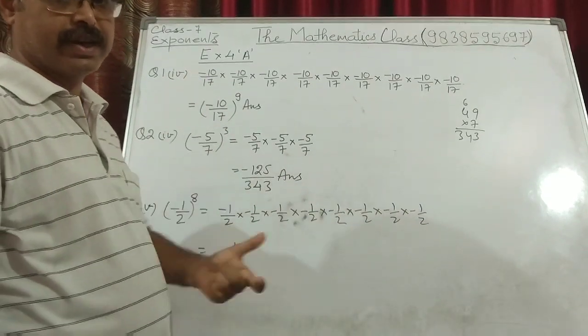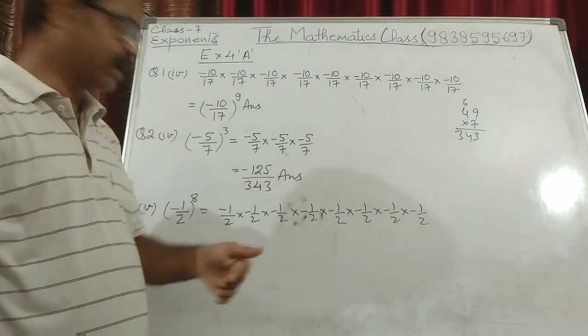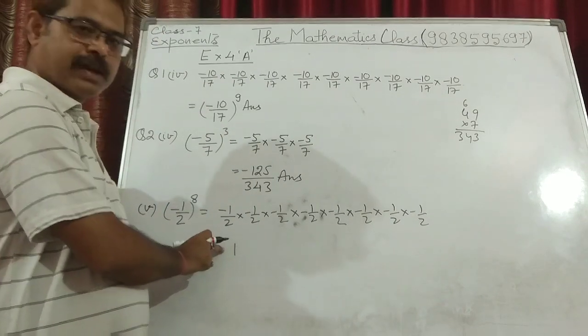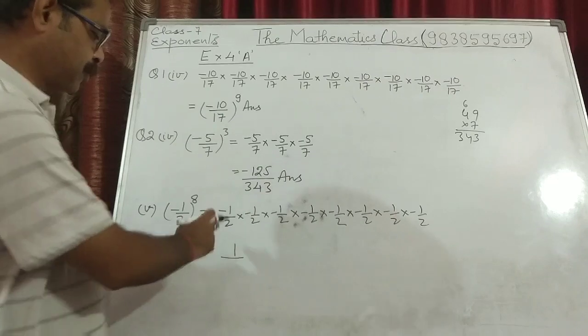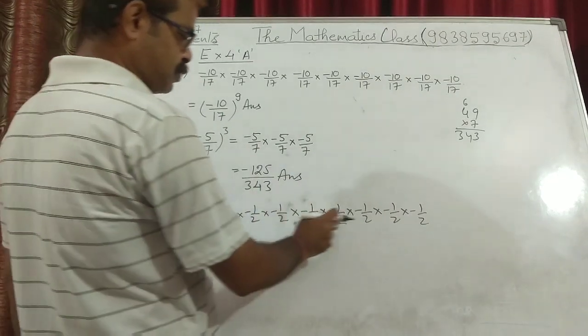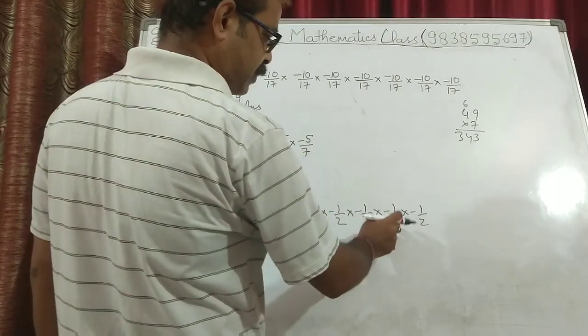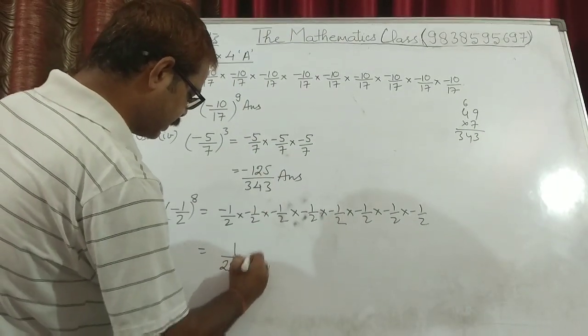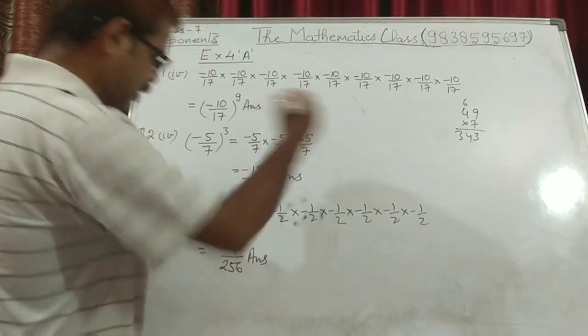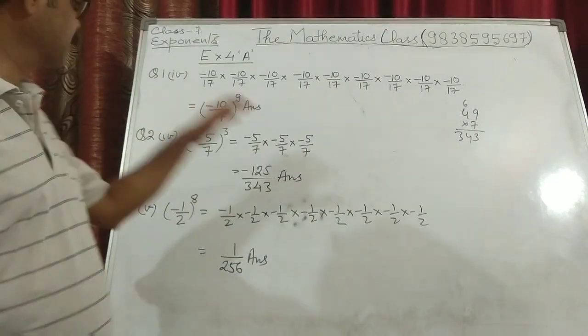When the power is even on a negative number, it becomes positive. So either we write plus or we don't write, it hardly matters. Now 2 to the power 8: 2, 4, 8, 16, 32, 64, 128, 256. So the final value is 256. That is the answer. I hope this was very easy.